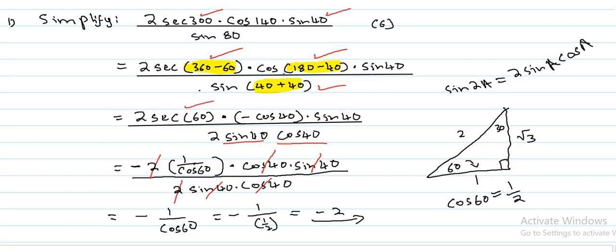360 minus 60 can be expressed as sec 60. And cos of 180 minus 40 is in the second quadrant, and cos is negative, so this can be written as negative the cos of 40. Then you bring the negative to this side. Then 2 cancels out 2, cos 40 cancels out cos 40, sin 40 cancels out sin 40. You are left with 1 over the cos of 60. And cos of 60 is the same as 1 over 2. Because we have 1 here, this becomes 1 divided by 1 over 2. We got negative 2.